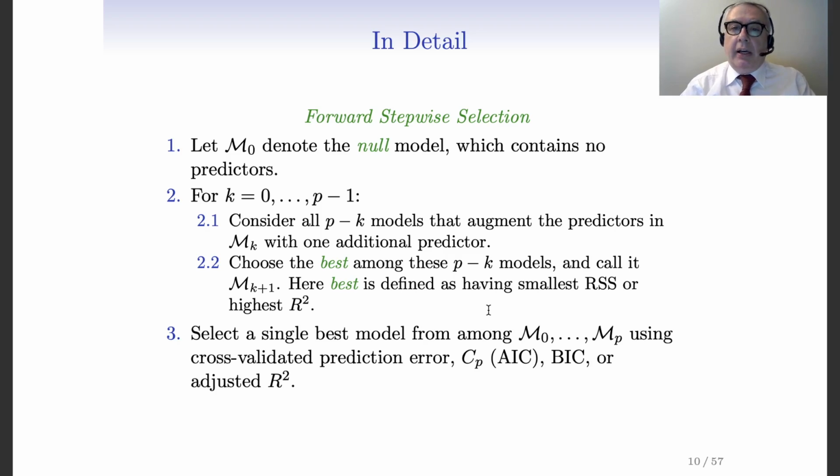But let's see in detail how forward stepwise selection works. So again, we start from the null model with no predictors, and then we have this cycle where k goes from 0 to p minus 1. Let's take k equal to 0, for instance. In this case, I'm going to consider all the p models, p minus 0 equal to p, that include a new predictor in M0. So I have p possible models that are the intercept and the first predictor, the intercept and the second predictor, the intercept and the third predictor, the intercept and the pth predictor, and I just identify all these models and I choose the best one.